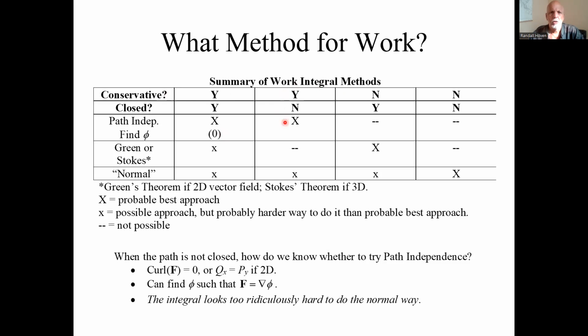Covered what that is. The big X's mean the preferred method to use on my exams. Little x's mean it could work, but it's probably more effort. Dashes mean it doesn't even apply. If it's not conservative, but it is closed, then you use Green's or Stokes' theorem, depending on if it's 2D or 3D. If neither one is yes, it's not conservative and it's not closed, you're stuck with the normal method. That probably means the most.